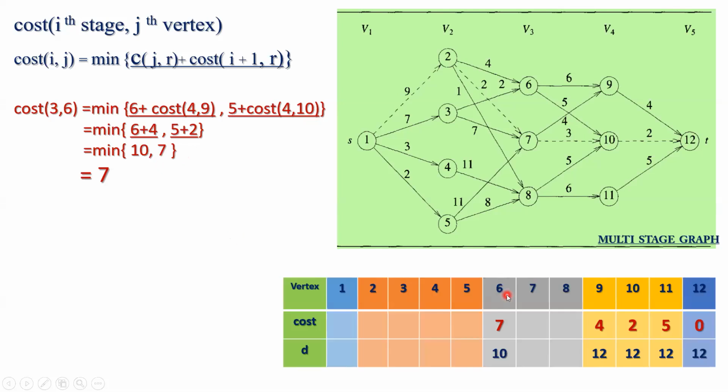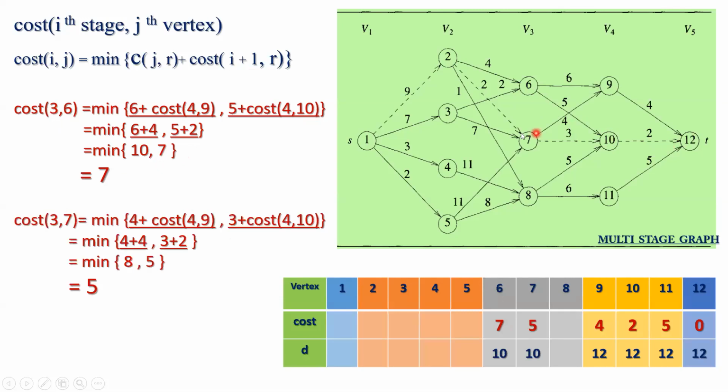From vertex 6, the minimum cost is 7. From 6, I can reach 10, because I know from 10 I can reach 12 with minimum cost. Like this, I have to update here: vertex 6 of stage 3. Okay. Then see, vertex 7 of stage 3, same stage, because in this stage I have 6, 7, 8.